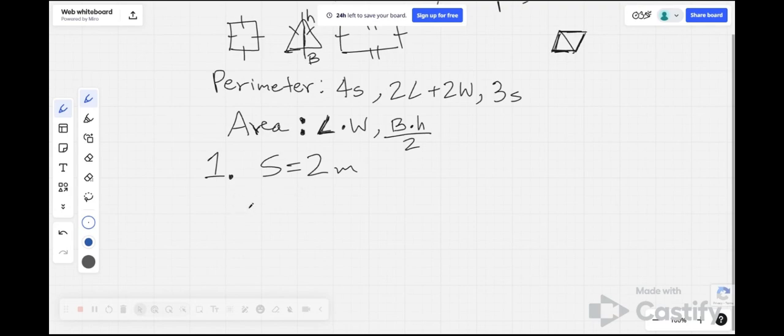Well, we know the area is the length times the width. But since the square has all equal sides, you can just do 2 times 2. So area would equal 2 times 2, which will equal 4. So the area is equal to 4. And since you have units here, it would be 4 meters squared.